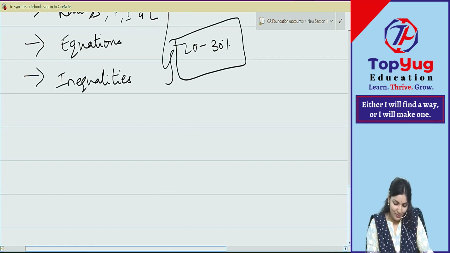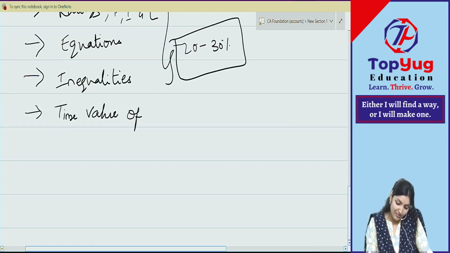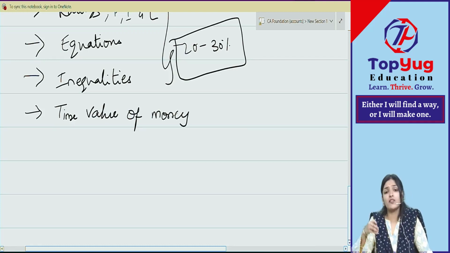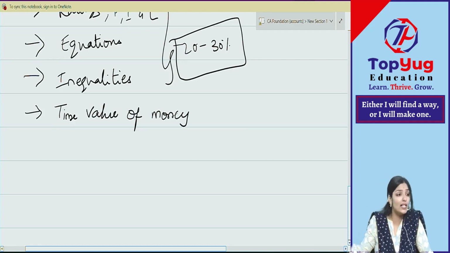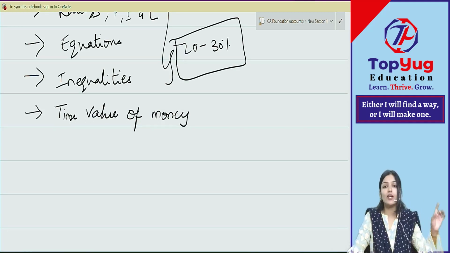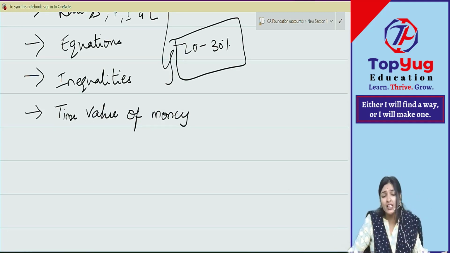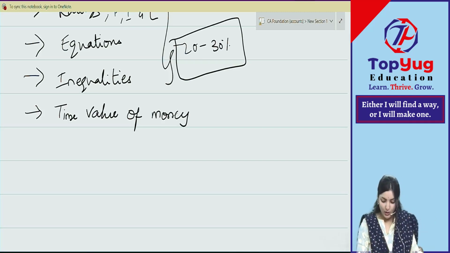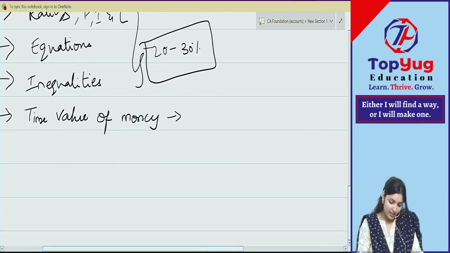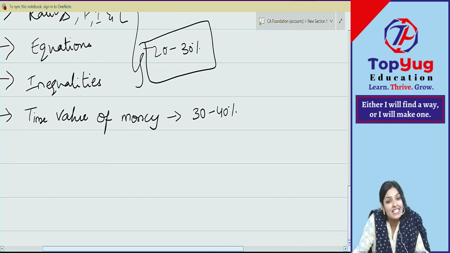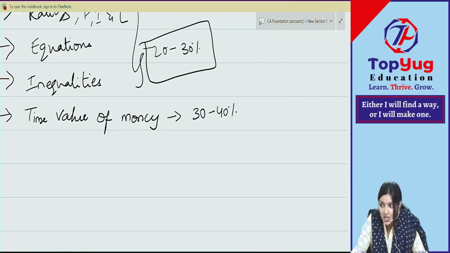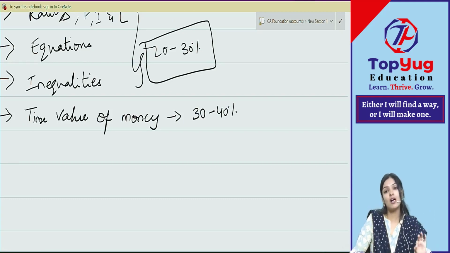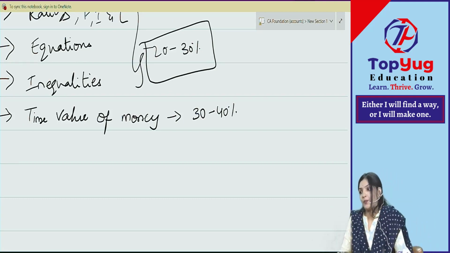Now this part, which is my favorite part, time value of money. We in fact use it in our day-to-day lives, in finance and FM, in advanced finance, everywhere. Whether I talk about share market or anything, we use this time value of money. You would be shocked to know that this chapter alone would be comprising 30 to 40% of your BM marks. Means if you are thorough with this chapter, 12 to 16 marks confirm you would be getting.